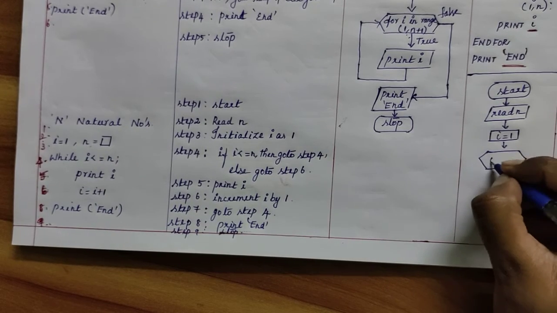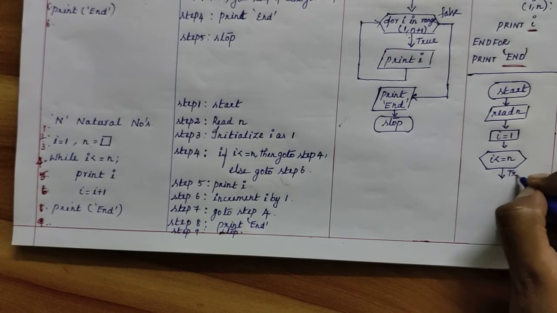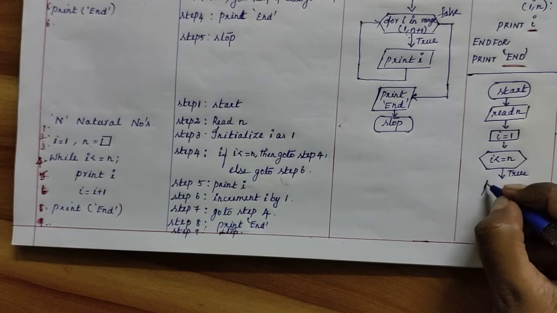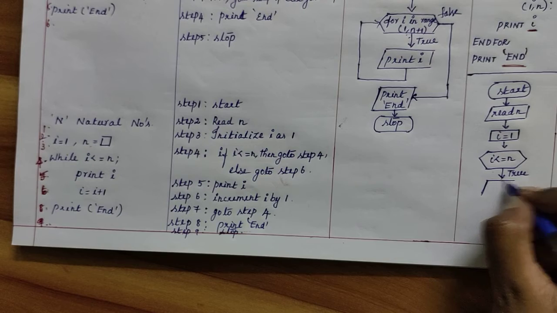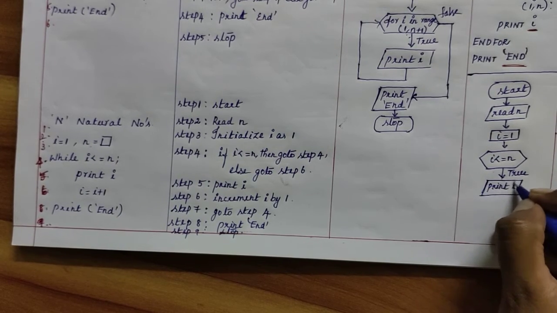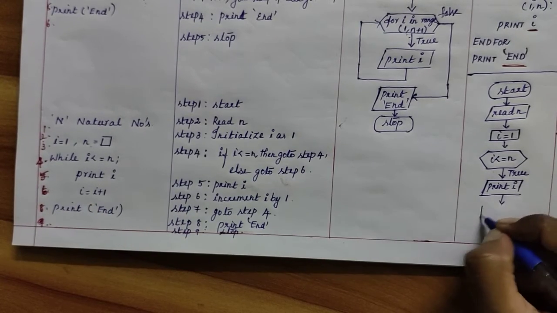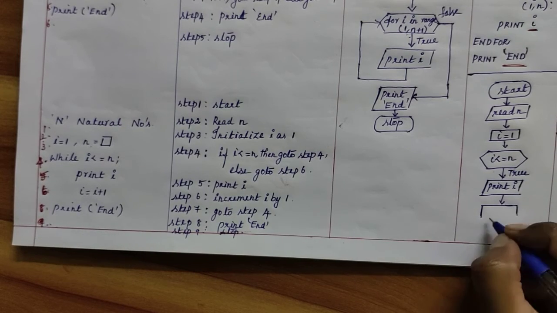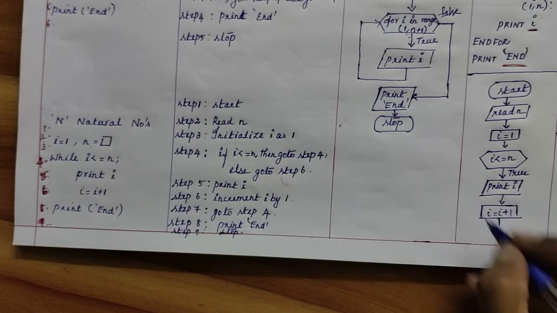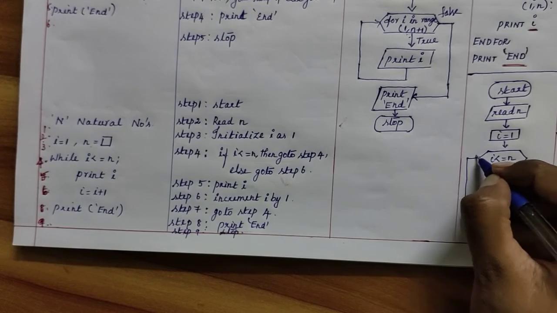So what is this? I is less than or equal to n. If this condition is true, you are just going to do two statements. One is the print statement, and print is nothing but the output statement, therefore it must be represented by the parallelogram, print I. And next, this is the processing or computational statement, so it must be represented in a rectangle, I is equal to I plus 1. After executing this statement, we need to check the I value again.